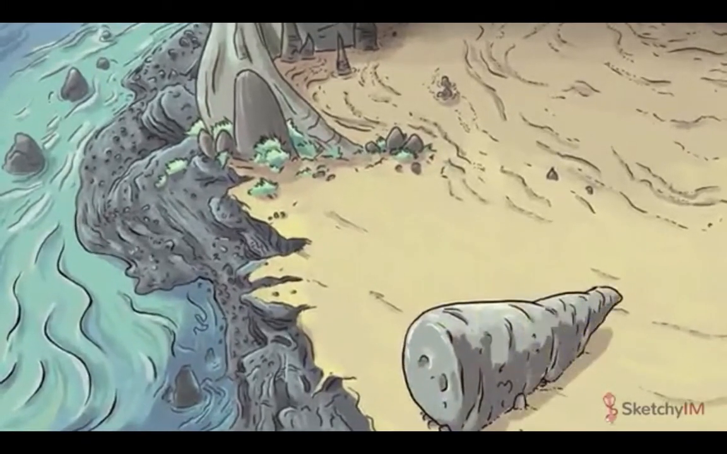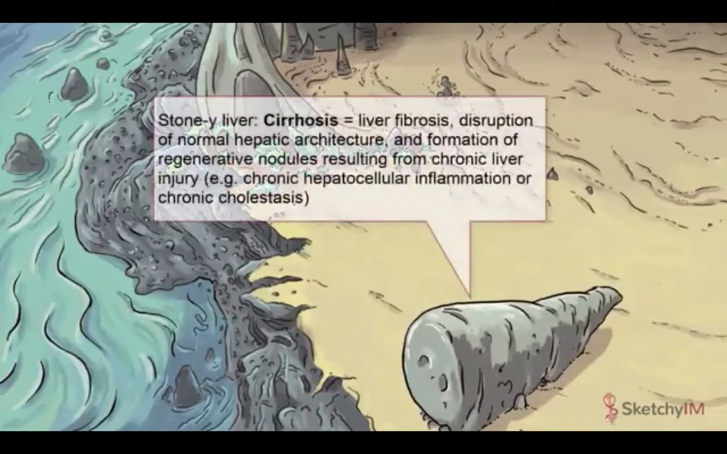Here, how about this? See that liver shaped rock there? That's our recurring sketchy symbol for a scarred cirrhotic liver. Cirrhosis develops as a result of chronic liver injury and is characterized by liver fibrosis, disruption of normal hepatic architecture, and formation of regenerative nodules.